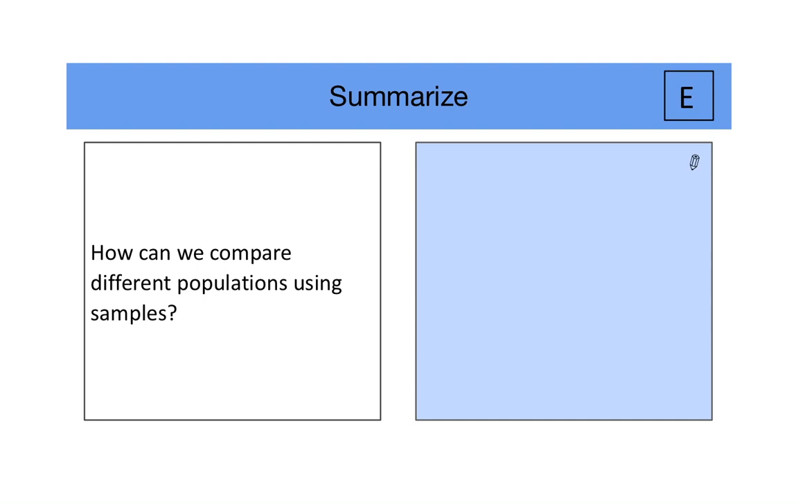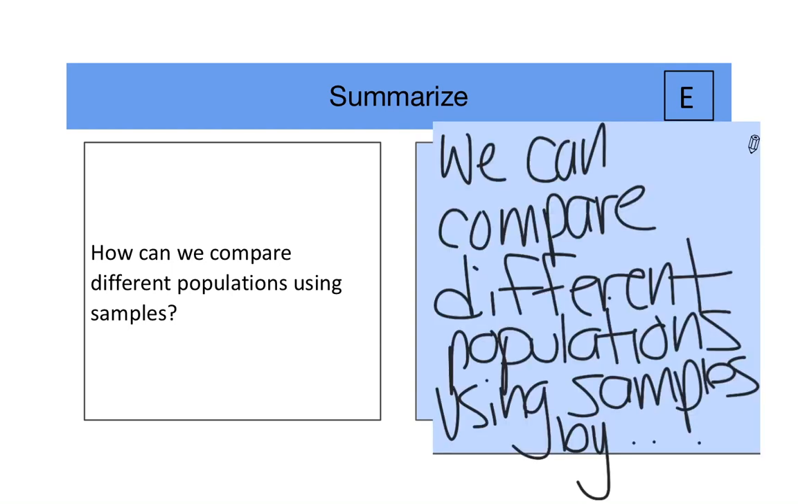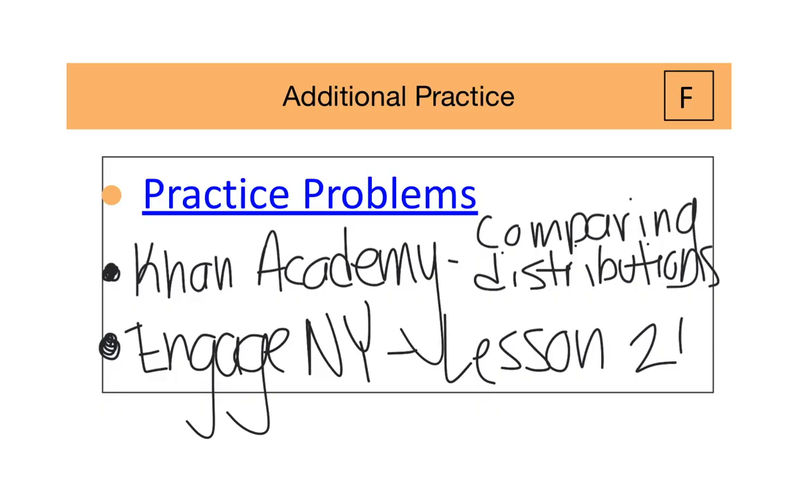For the summary, students are asked to respond to the focus question. How can we compare different populations using samples? You can provide them a sample sentence starter, such as the one written here that states we can compare different populations using samples by. That way students can focus on the content of their answer rather than the sentence structure.